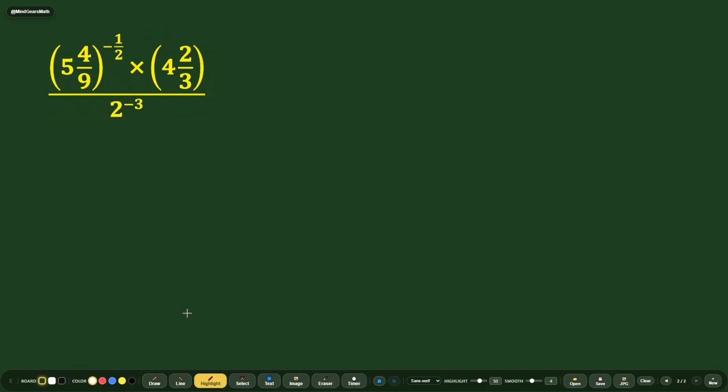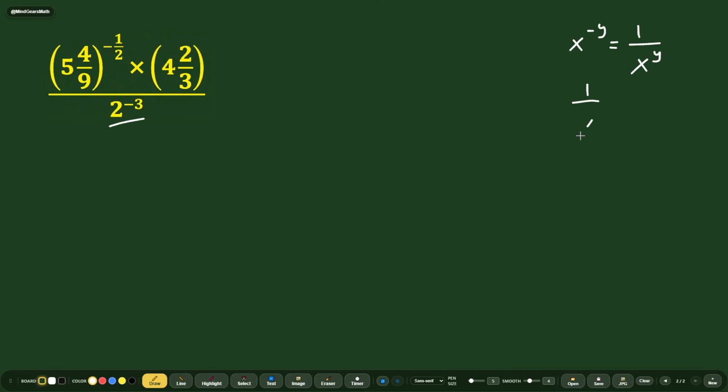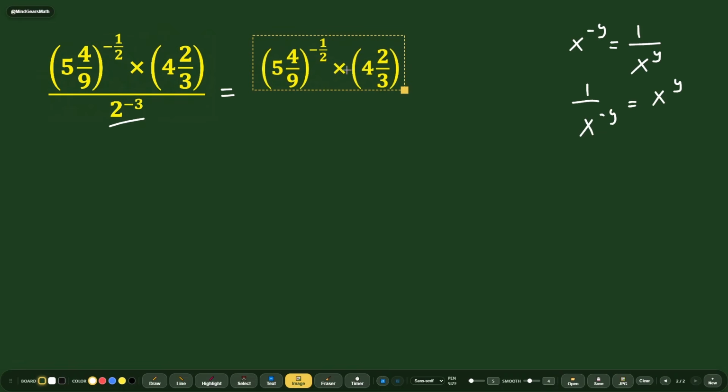Let's solve it. First, let's look at 2 to the power of minus 3. Remember the rule: x to the power of minus y is equal to 1 over x to the power of y, and also 1 over x to the power of minus y is equal to x to the power of y. Now we can rewrite the equation like this.